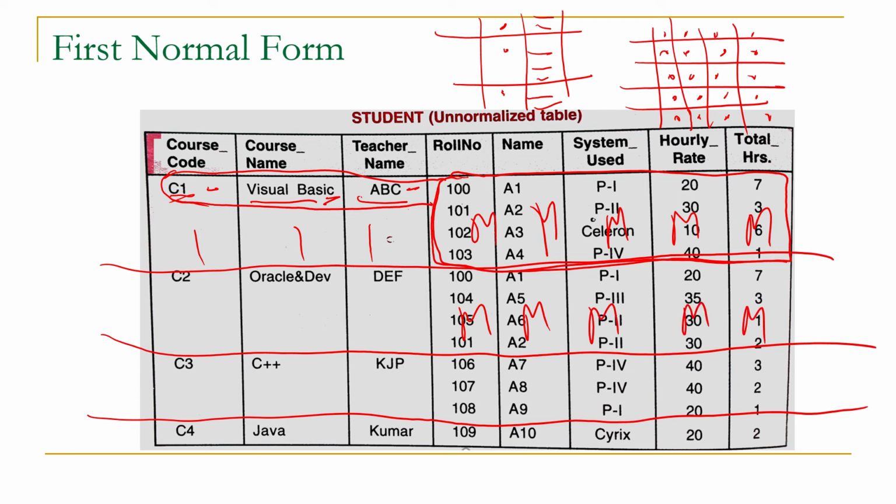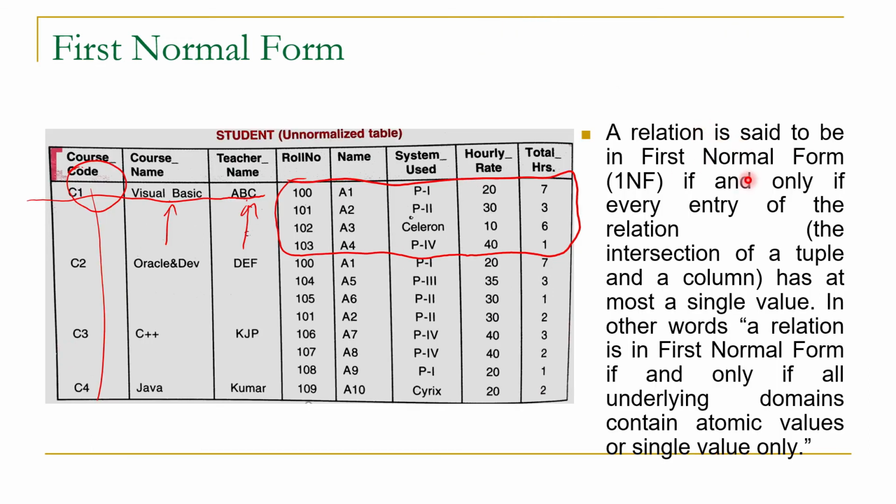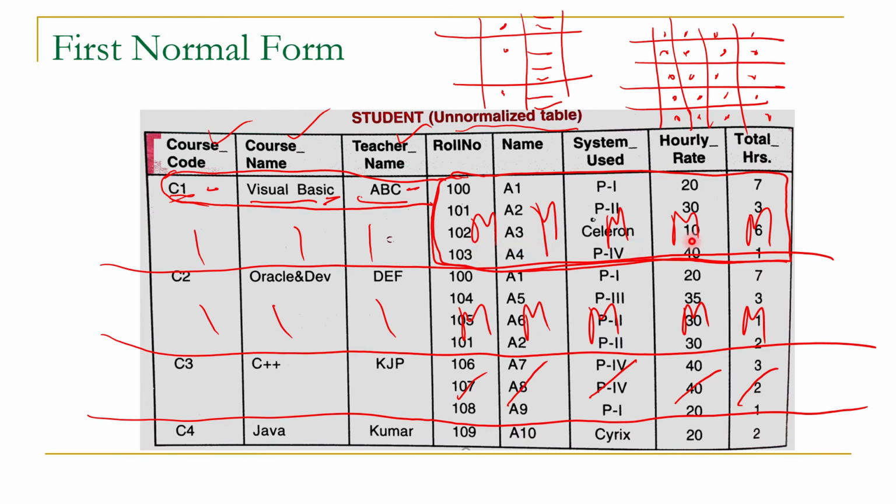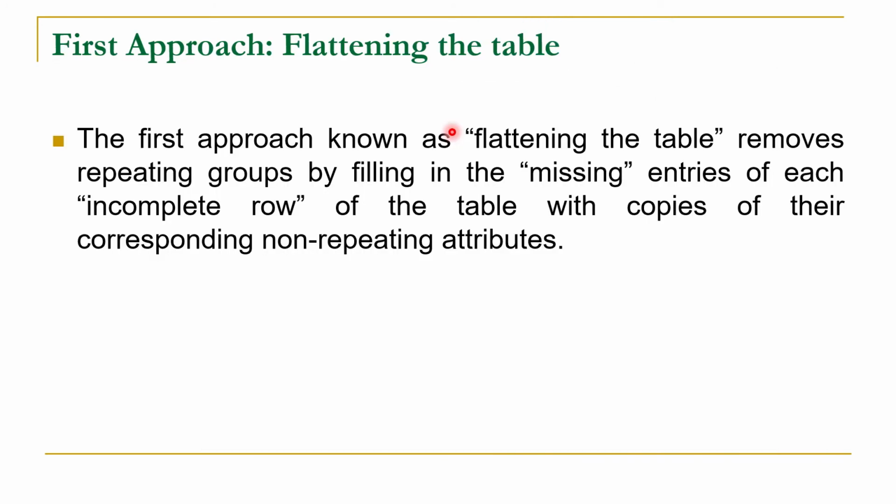First normal form simply states that for every row-column intersection you can have at most one value only. This is true for course code, course name and teacher name, while it is not true for roll number, name, system used, hourly rate and total hour. That's why this table is considered an unnormalized table, and it is not in first normal form. So we can conclude that according to first normal form, every intersection of row and column should have at most a single value. In this case, we have multiple values for some cells, which is not according to first normal form. In order to convert this table into first normal form, there are two approaches.